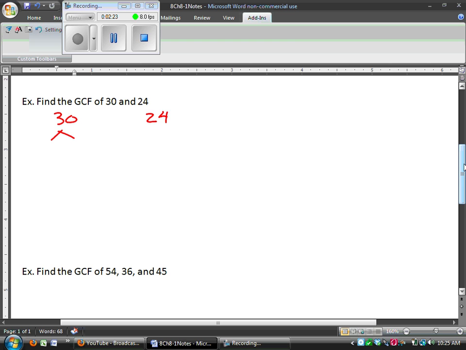What two things multiply to give me 30? We know that 6 and 5 do. We know that 5 is prime. 6 can simplify to 2 and 3. Those are both prime. Now we do 24. We can do 6 and 4. 4 becomes 2 and 2. 6 becomes 2 and 3.